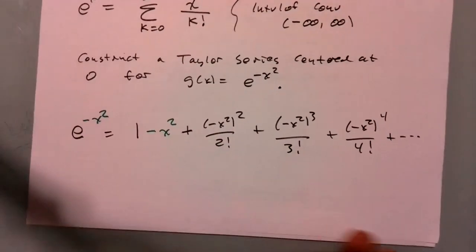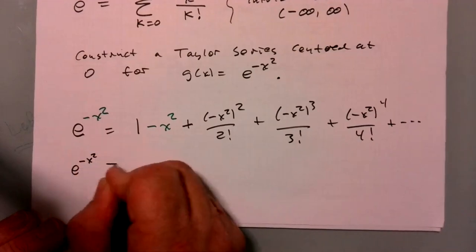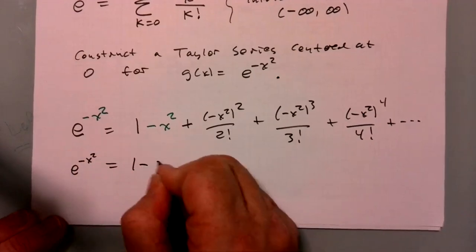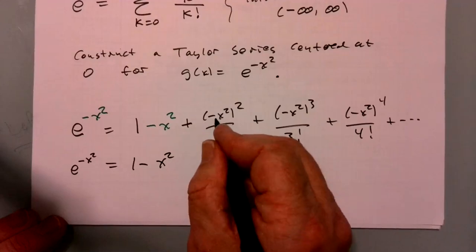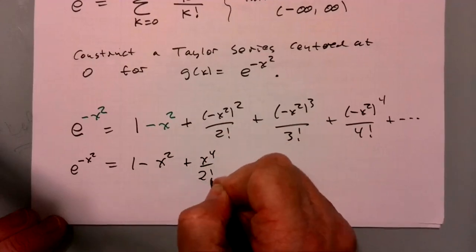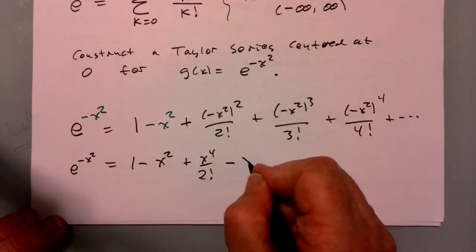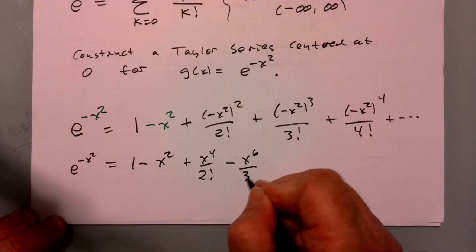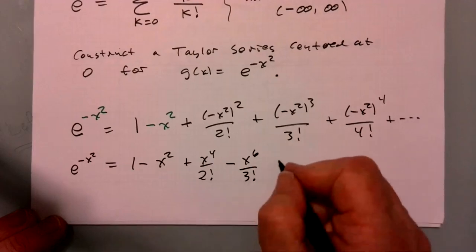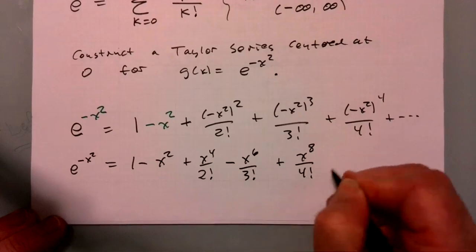Okay, let's simplify this if we can. What is that going to give me? e to the negative x squared equals 1 minus x squared. A negative squared is positive, plus x to the fourth over 2 factorial. Negative x squared to the third is minus x to the sixth over 3 factorial, plus x to the eighth over 4 factorial.